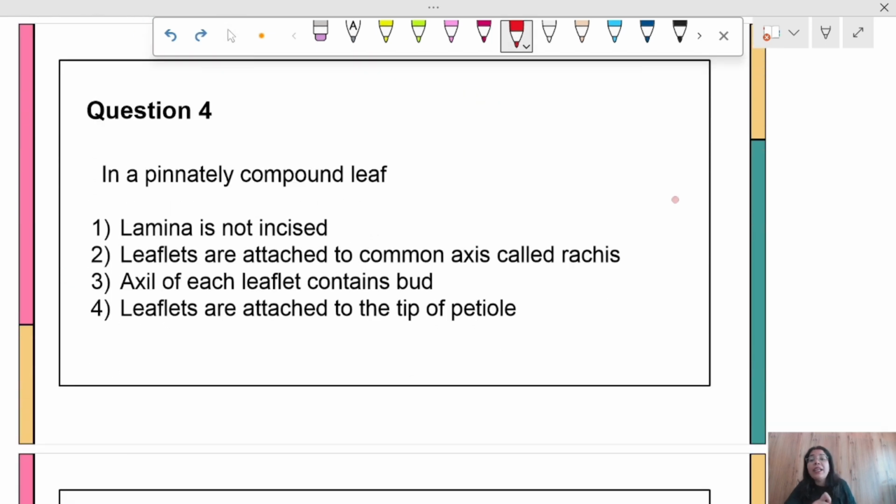Now, in a pinnate compound leaf, lamina is not incised. Leaflets are attached to a common axis called rachis. The axil of each leaflet contains a bud, and leaflets are attached to the tip of the petiole. See, I will be drawing 3 leaves here, okay?